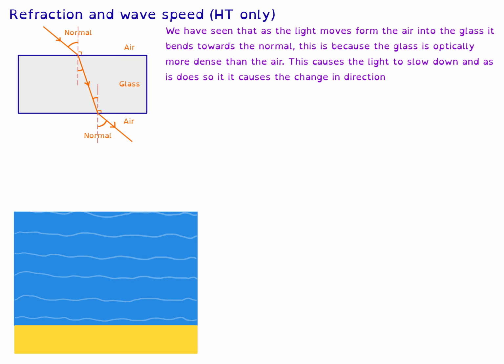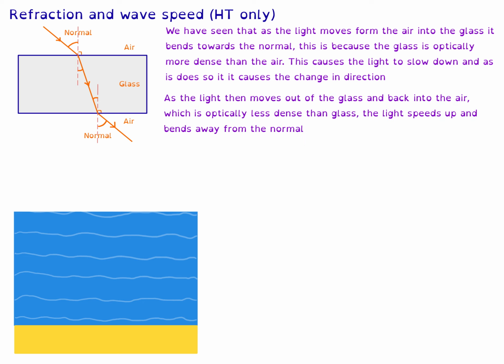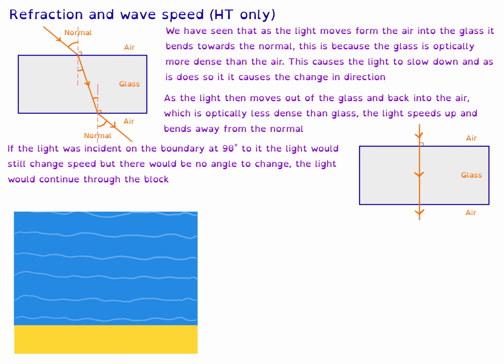We have seen that as the light moves from air into the glass, it bends towards the normal. This is because the glass is optically more dense than the air. This causes the light to slow down, and as it does so, causes the change in direction. As the light then moves out of the glass and back into the air, which is optically less dense than the glass, the light speeds up and bends away from the normal. If the light was incident on a boundary at 90 degrees to it, the light would still change speed, but there will be no angle to change. The light would continue through the block.